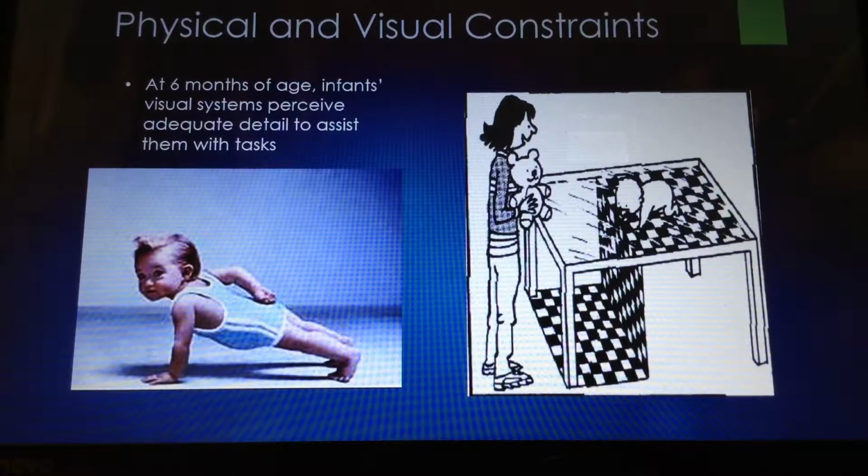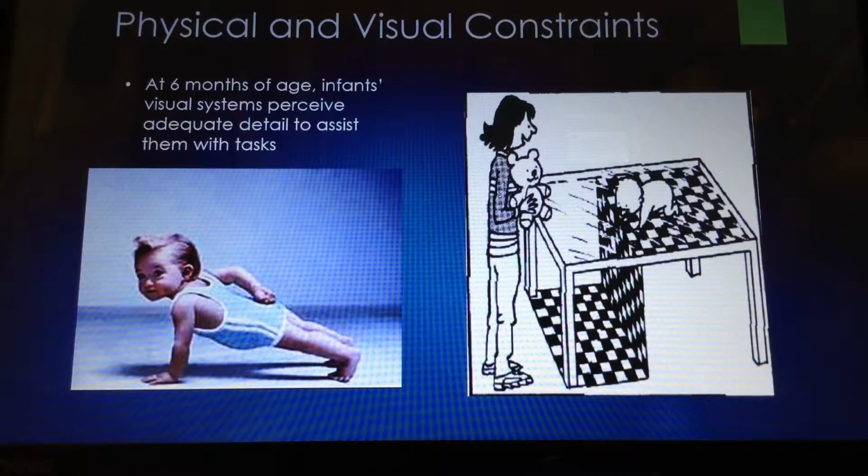Physical constraints. Strength affects new walkers' gait because legs must be able to move alternately and have enough strength to support themselves on a single limb. This is evidenced when a baby is able to maintain balance on one leg. An additional constraint is vision.